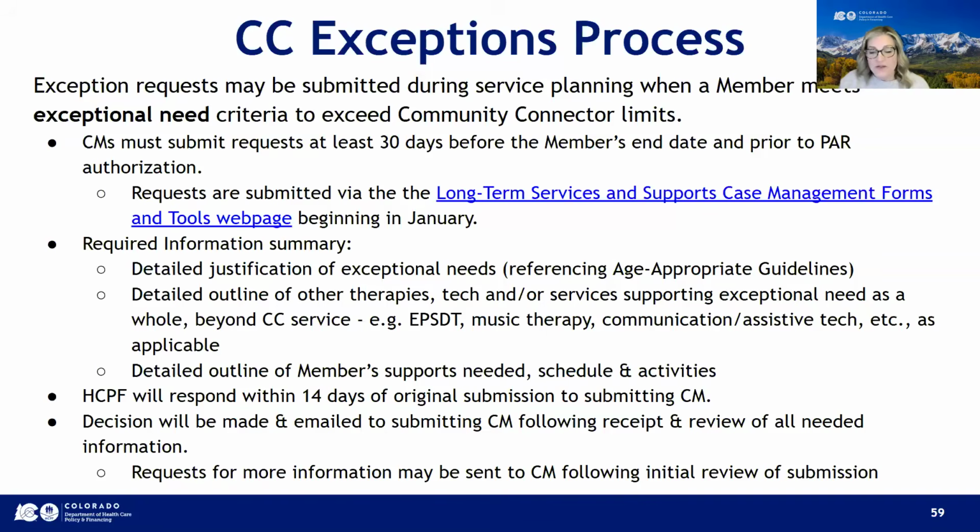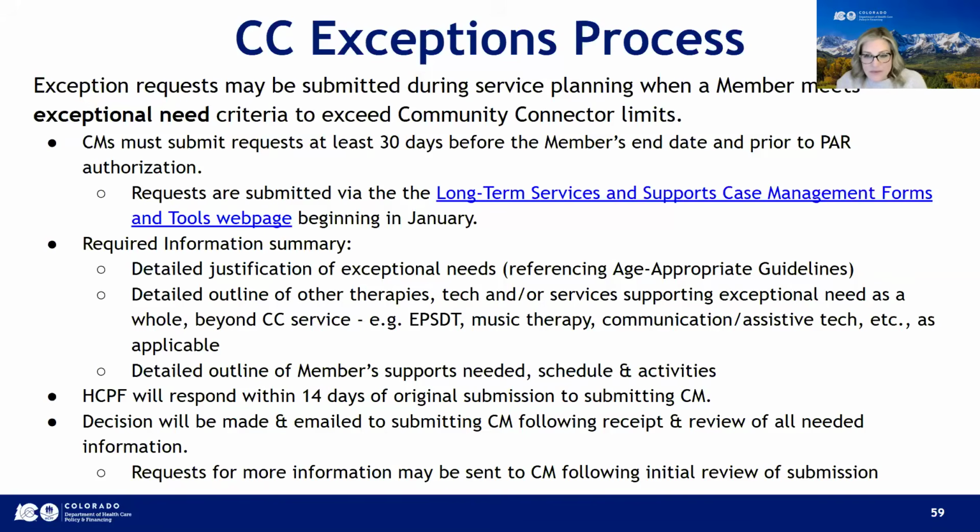Examples of some of the questions that you'll see on the exceptions form include things like, describe what this member's schedule looks like. Explain what goals the member is working on through the community activities. Include the schedule of activities. How do the activities participated in go above and beyond parental responsibility? Describe the exceptional need of this member. HCPF will have 14 days to respond to your exceptions request in the original submission, and they may request additional information. Decisions will be emailed to the submitting case manager and should be documented in the care and case management system.